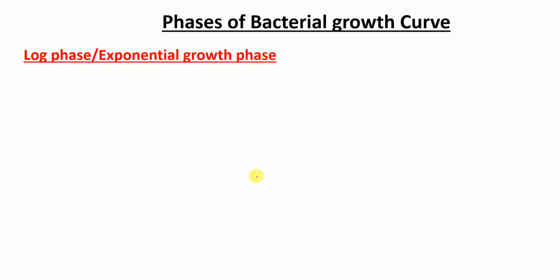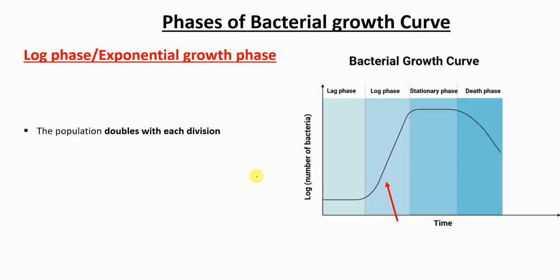The next phase in the bacterial growth curve is called the exponential phase, the exponential growth phase, or the log phase. So why does the exponential growth phase or the log phase occur? After the bacteria has adjusted to the new media in the lag phase, the next phase is called the log phase or the exponential growth phase.